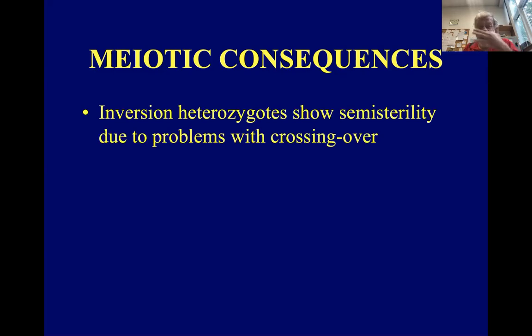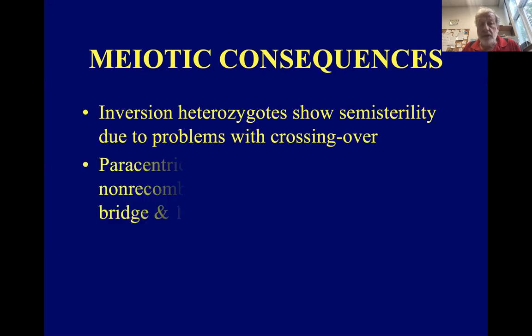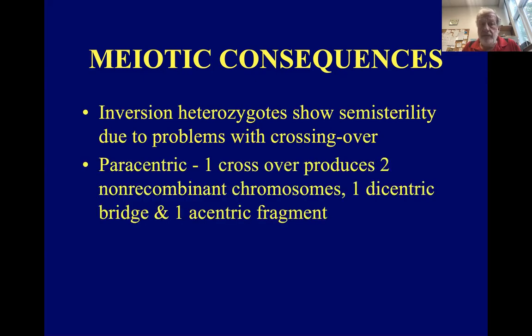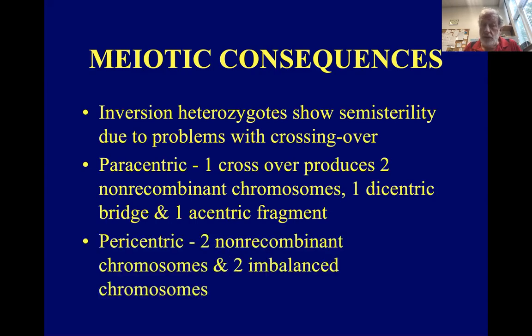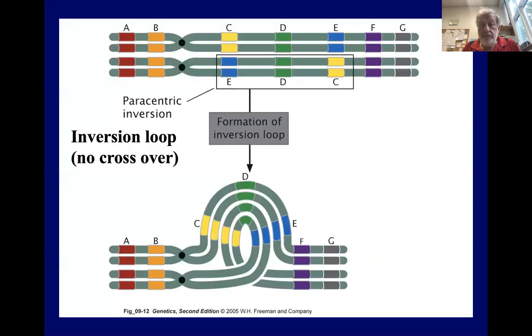Well, inversion heterozygotes show semi-sterility because they have problems with crossing over. In a paracentric inversion heterozygote, a single crossover produces two non-recombinant chromosomes, which will produce viable gametes, but one dicentric bridge and one acentric fragment, both of which will produce inviable gametes. Pericentric inversion produces two non-recombinant chromosomes, which will produce normal gametes, and two imbalanced chromosomes. That means chromosomes with deletions and duplications, and they will produce inviable gametes.